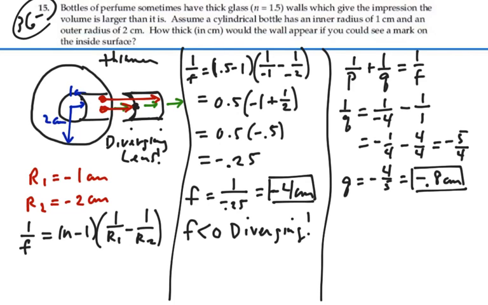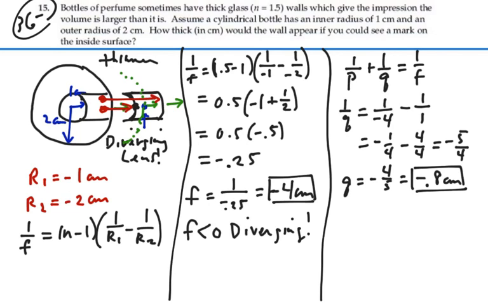Negative means it's not on the side of the outgoing light, so it's actually on the inner surface, or inside the lens. In fact, the location would be right about where this dot is right here, and hence it would actually make it appear like the inner volume of this perfume bottle was bigger than it actually was. Instead of 1 centimeter radius on the inner volume, it would make it look like it was 1.2 centimeter radius on the inner volume.